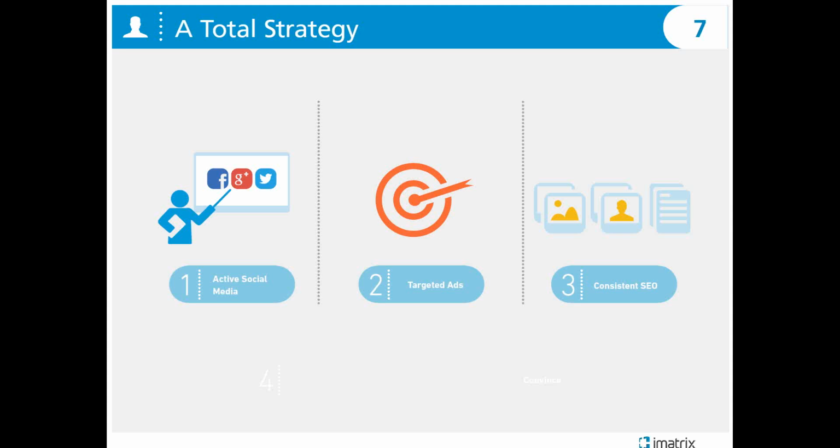And again, the consistent SEO. Don't ever forget SEO. SEO is king. SEO is going to be the longevity of your website and your rankings. It's going to be something that is just like a credit score.